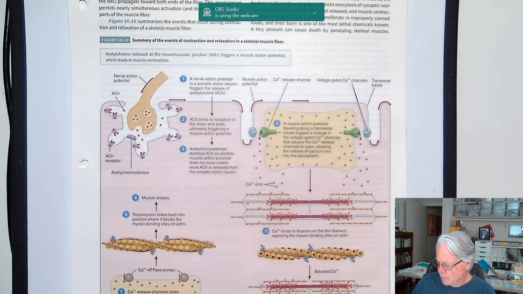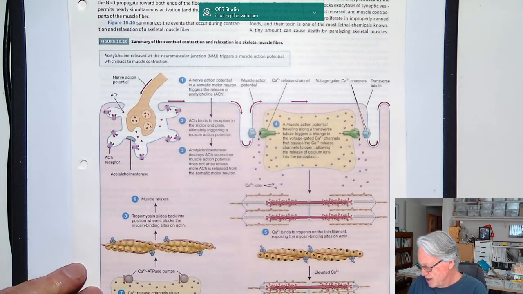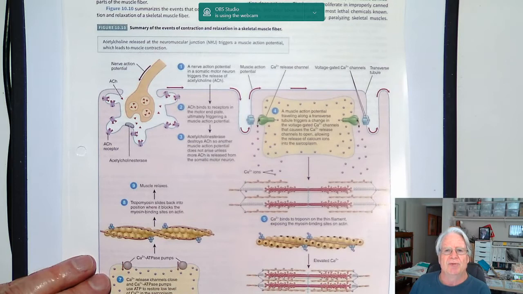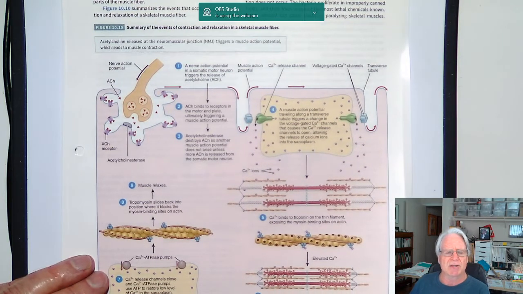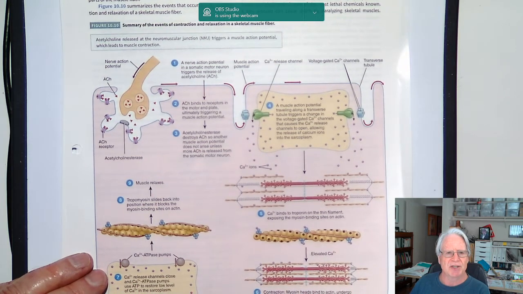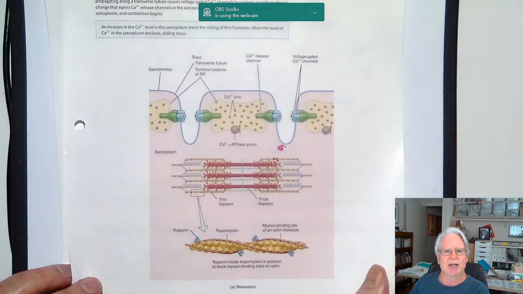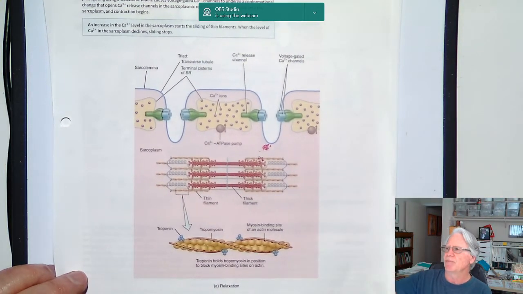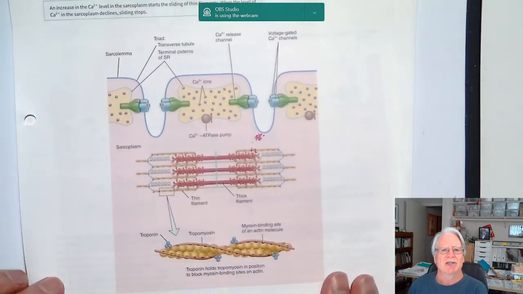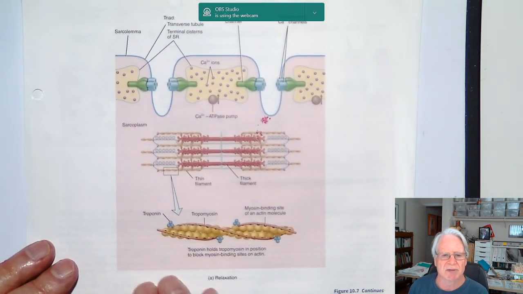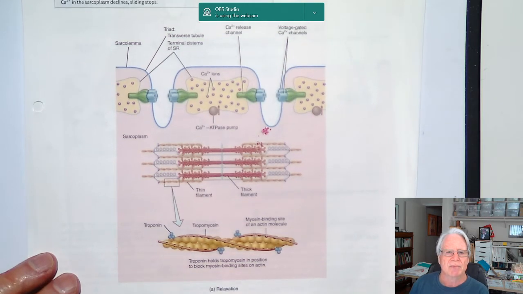So to begin with, let's remind ourselves of exactly what the state of affairs is for the thick and thin filaments prior to a stimulation of the skeletal muscle by a motor neuron. And this picture will help us summarize that state of affairs. So as you look at this picture, what we're seeing is the state of a relaxed muscle.